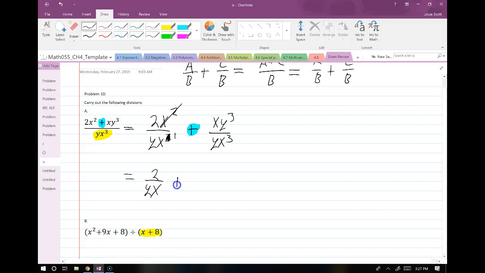The second fraction, we cancel 1x, right? So this 3 drops to a 2, and then we cancel 1y. So this 3 drops to a 2. So that gives us y squared over x squared. And then we're done on that problem.